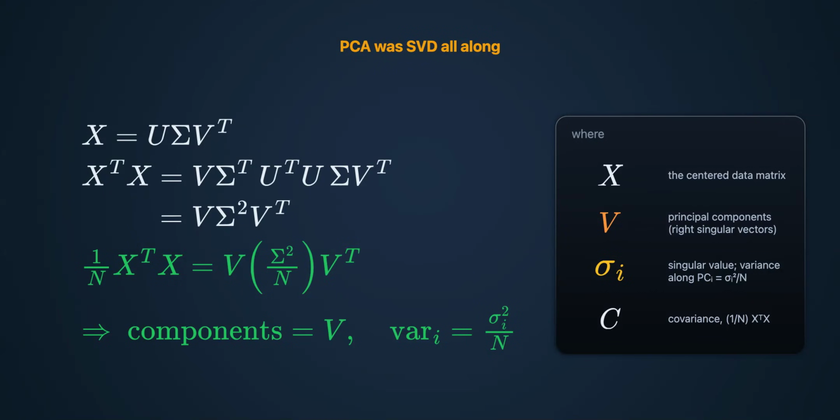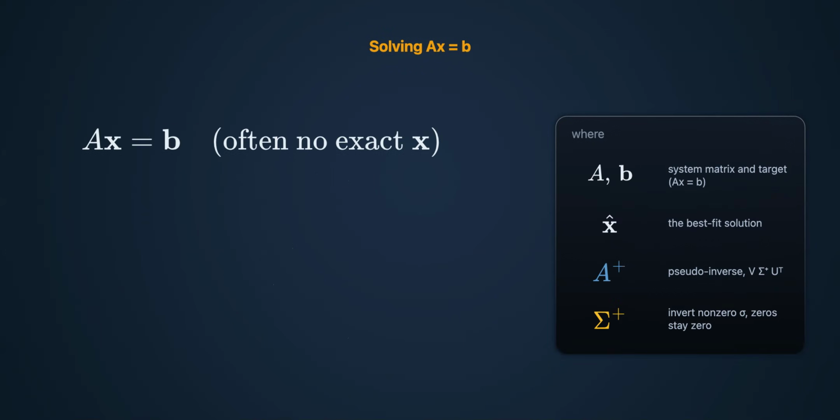PCA falls straight out of the SVD of X, and the ranking lines up. Keep the top principal components, keep the biggest singular values. The same truncation as image compression. In practice, nobody builds C at all. Squaring X into X transpose X loses precision. So you run the SVD straight on the data. PCA was the SVD all along, and it quietly solves the most common problem in applied math.